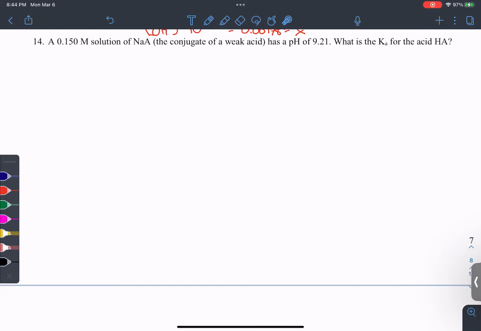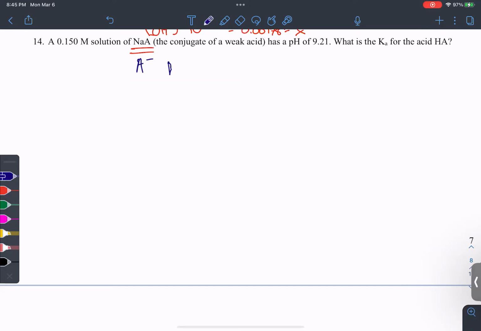Hopefully you see the trend. I give you an initial concentration. I give you a pH, which tells you the H plus concentration at equilibrium, but it's asking us for a Ka. The problem is, is NaA an acid? No, it's a base. A conjugate base. Yes, it's a weak base. So when I write a chemical equilibrium of NaA in water, I'm not going to write the Ka expression, I'm going to write the Kb expression.